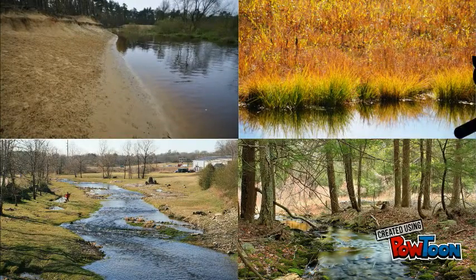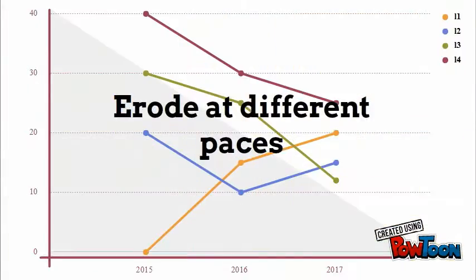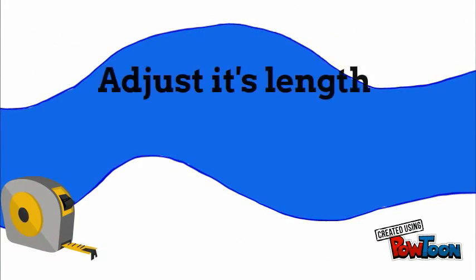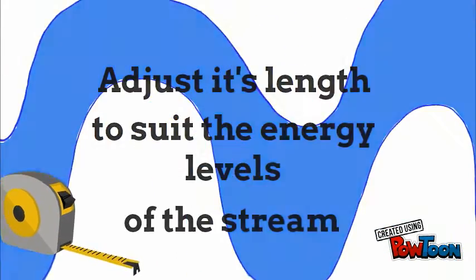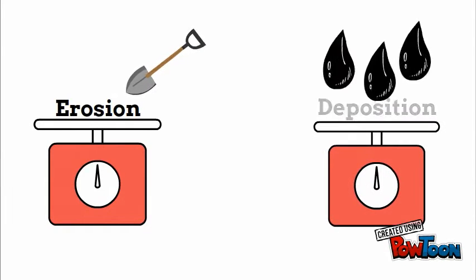Natural surfaces that a river may run over erode at different paces. Meanders allow the stream to adjust its length to suit the energy levels of the stream and balance out the levels of erosion and deposition.